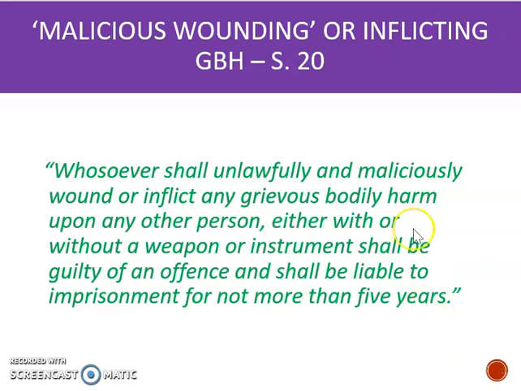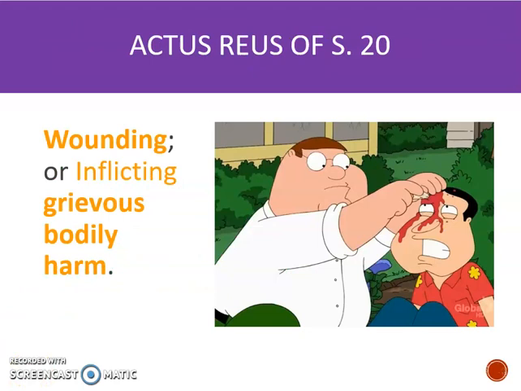So now that we know what our definition is, we need to pull out what is the actus reus and what is the mens rea of a section 20. So to begin with, hopefully these words jumped out at you. Wound or inflicting grievous bodily harm. And that's basically what your actus reus is. So the actus reus of section 20, you've got to show that there was a wound or GBH. So importantly, you only need a wound or grievous bodily harm to meet the actus reus. You don't need to have both. Sometimes you will have both and that's fine, but we just need one or the other.